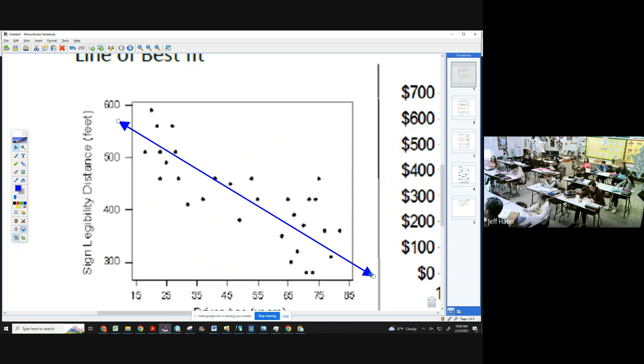Yeah. Now, here's the deal. This is negative correlation. But at times, they are actually going to ask you to give the equation of that line. And obviously, you're gonna say, well, the equation of that line, I'm gonna give it in slope-intercept form.